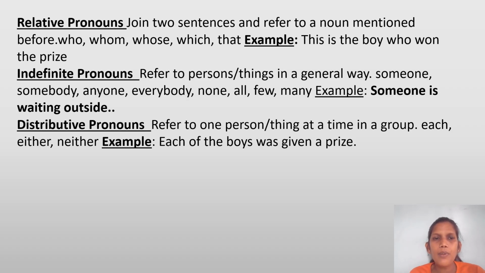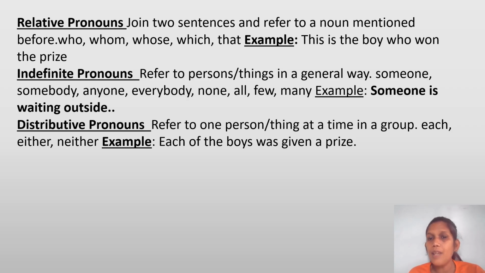Indefinite pronoun refers to person or things in a general way, that is someone, somebody, anyone, anybody, everybody, none, all, few, many. Okay, for example, someone is waiting outside. ठीक है? Very simple. Distributive pronouns refer to one person or thing at a time in a group. For example, each, either, neither.